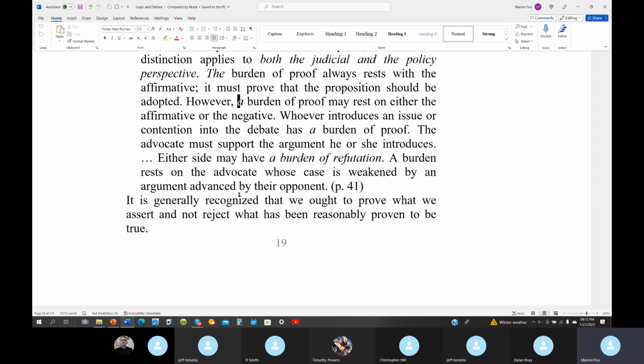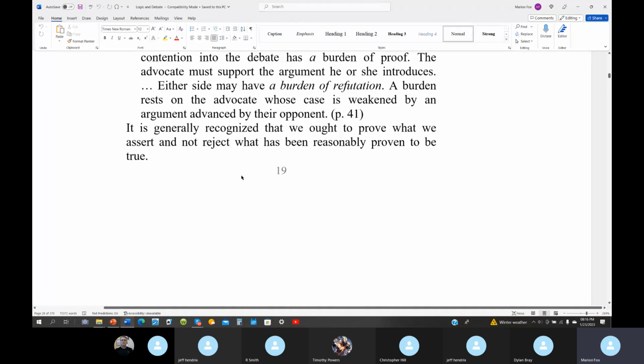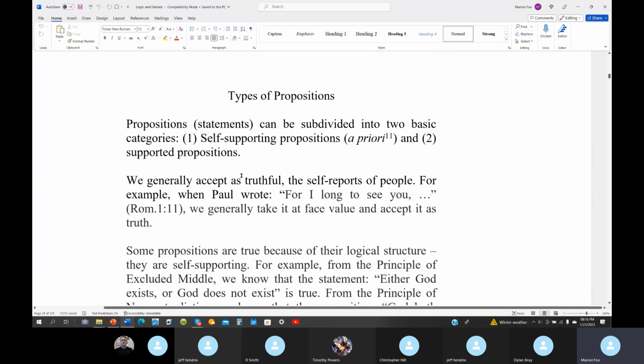So the atheist is obligated to prove, because he says we got here by organic evolution, macroevolution. He's obligated to prove it and to show arguments for it. And of course, once he makes an argument, we're obligated to answer him. And so we should try to answer him and show that his reasoning is fallacious and that his evidence is not good, even if his arguments are valid. It's generally recognized we ought to prove what we assert and not reject what has been reasonably proven to be true.